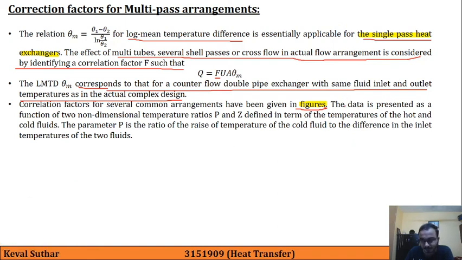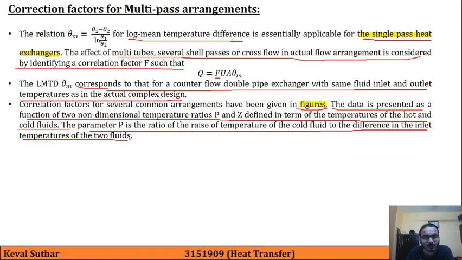So here the data is presented as function of two non-dimensional parameters P and Z. We will see what is the value of P and Z. These are in terms of temperatures of hot and cold fluids. The parameter P is ratio of rise of temperature of cold fluid to the temperature difference of two fluids. To repeat, P will be defined in this way. On numerator we are having rise of temperature of cold fluid, that is Tc2 minus Tc1, to the difference in temperature of two fluids at the inlet, that is Th1 minus Tc1.